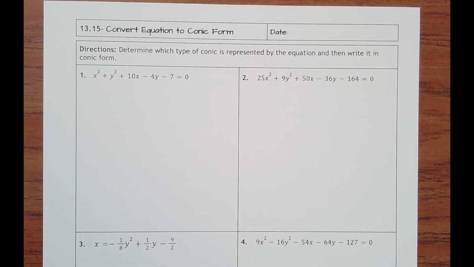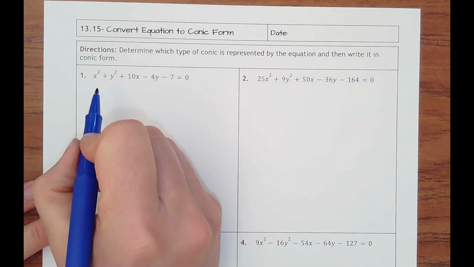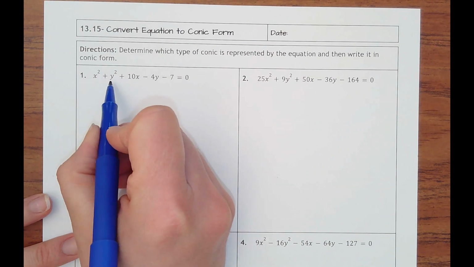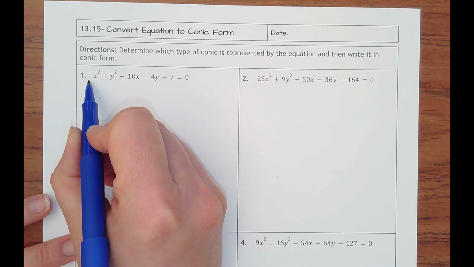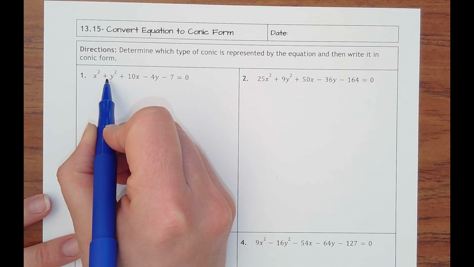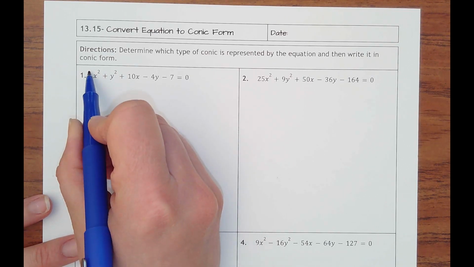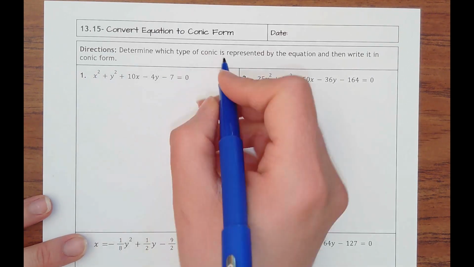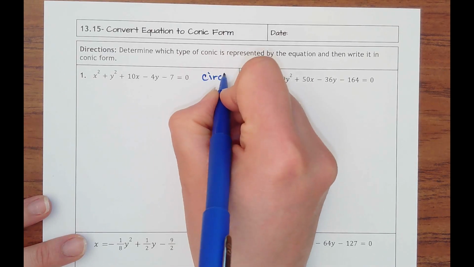First, we got to see how many of the variables are getting squared. Just one of them or both of them. If it's one, then it's automatically a parabola. But if it's two, then it's either a circle, an ellipse, or a hyperbola. On number one, I see both terms getting squared. I see them being the same sign, so that's either a circle or an ellipse, and they happen to both be a 1 in front. So that would mean this is a circle.